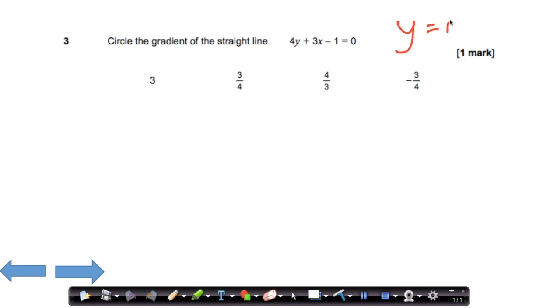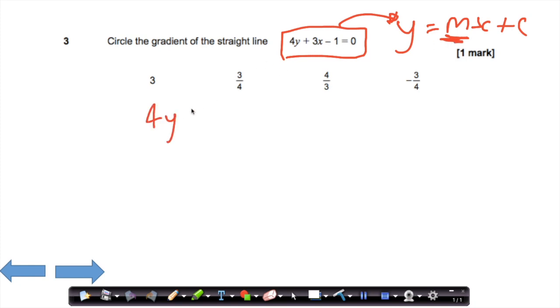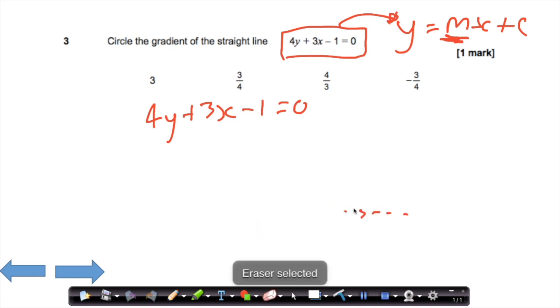We want to find out the gradient here, so we want to get this equation into something that looks much more like y equals mx plus c, because in this form we can see straight away what the gradient is. To do that, we're going to have to say, okay, well, 4y plus 3x minus 1 equals 0. I'm going to have to rearrange this, so I end up with y equals and then my mx plus c. So first of all, we're going to rearrange this equation.